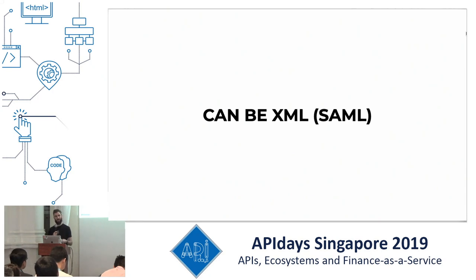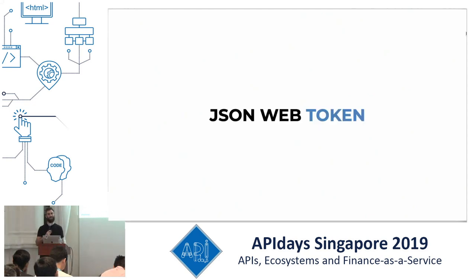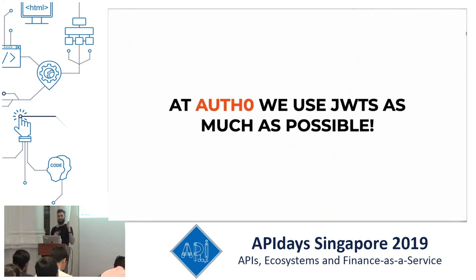It can also be XML. You can have a perfectly valid XML token, for example, if you're using the SAML protocol. And it can also be JSON Web Tokens, and that's what I want to be talking about today. At Auth0 we use JSON Web Tokens as much as possible, just because we love them, they're convenient, and I'll try to tell you why.